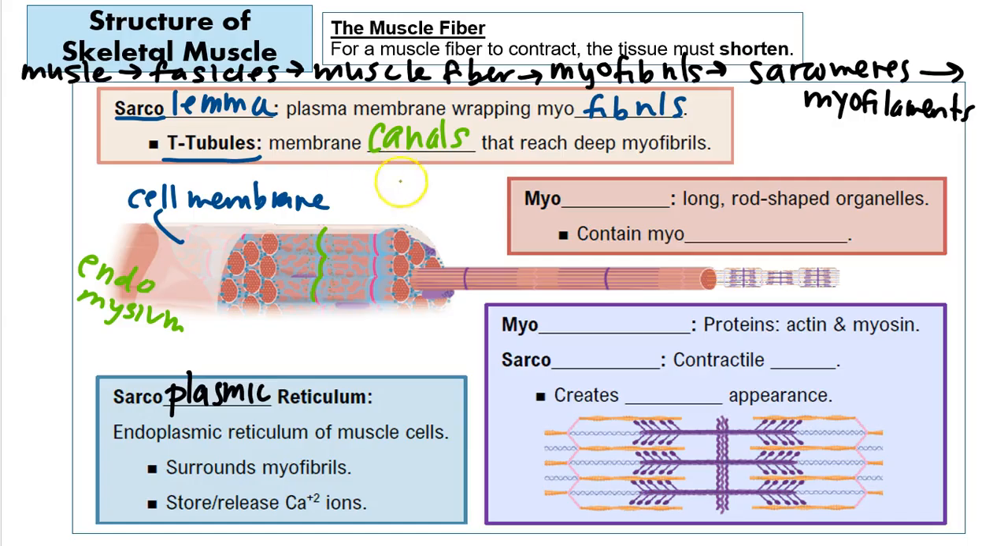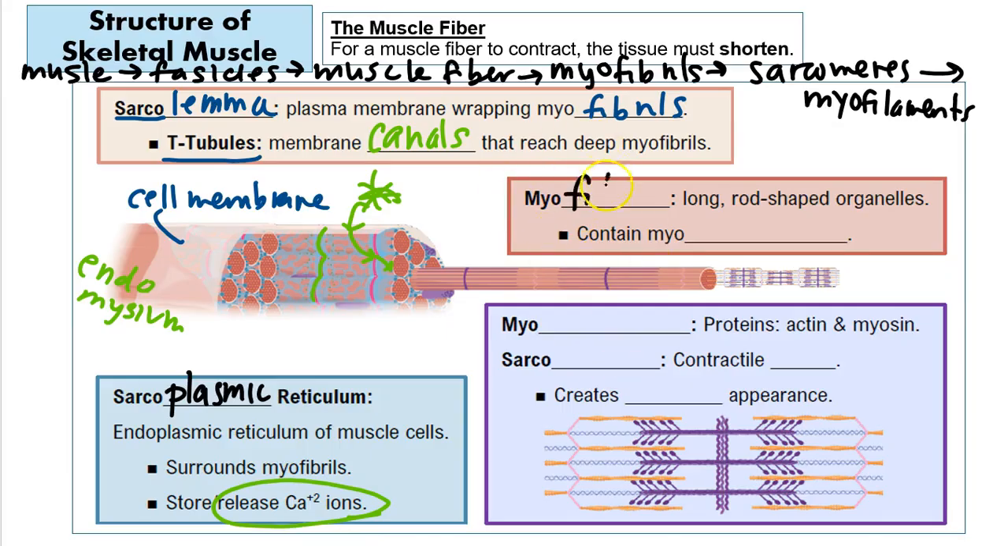Let's get a visual of this. You're going to have some kind of signal. It's going to go to the sarcolemma, then it's going to go deep down into the T-tubules, and then the T-tubules are going to stimulate that sarcoplasmic reticulum. When that happens, you're going to have a release of calcium ions into the myofibrils for contraction.